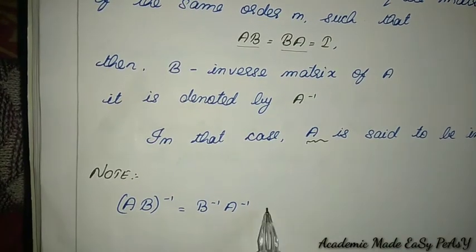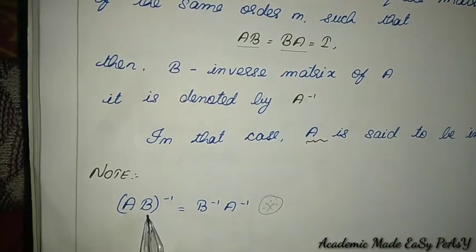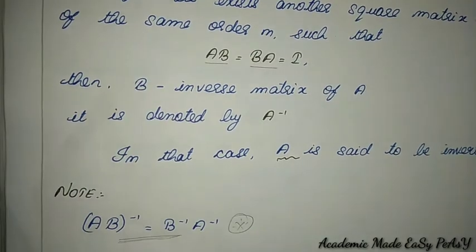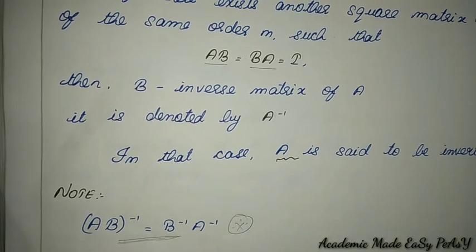Then an important note is (AB) the whole inverse is equal to B inverse A inverse. This is the important property that we may get for 4 marks or 6 marks too.